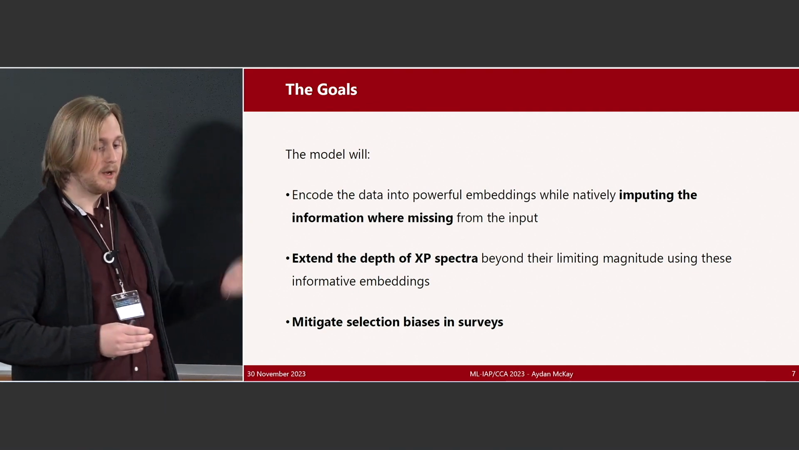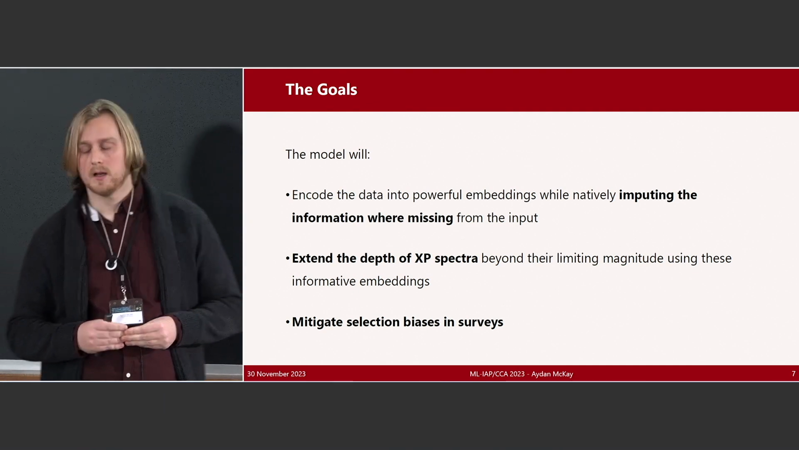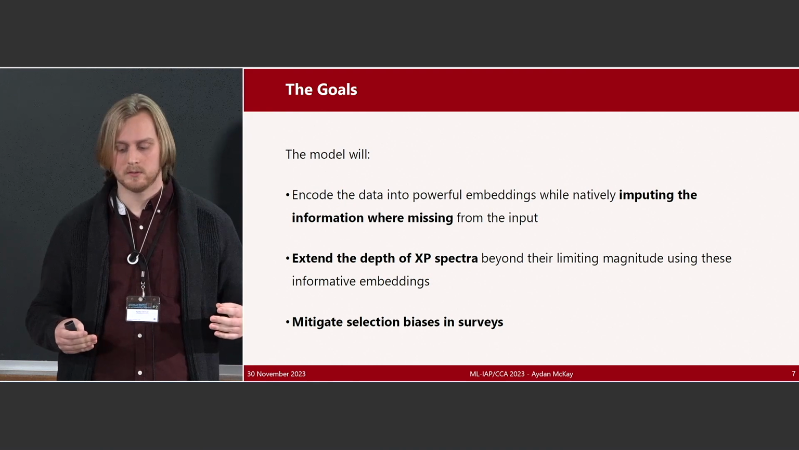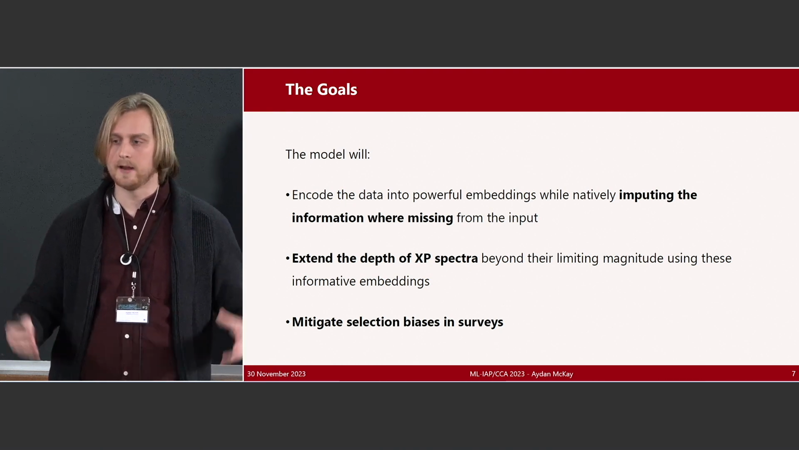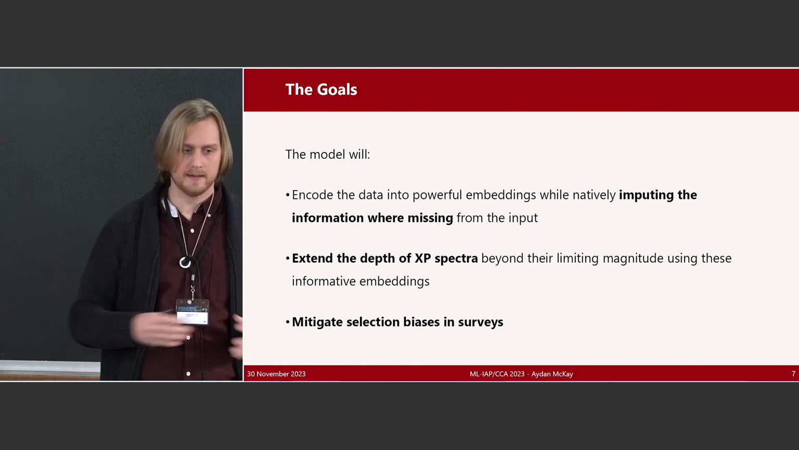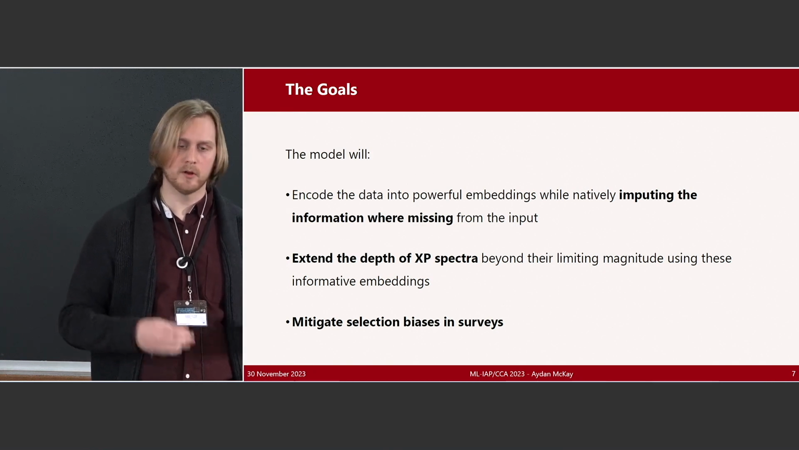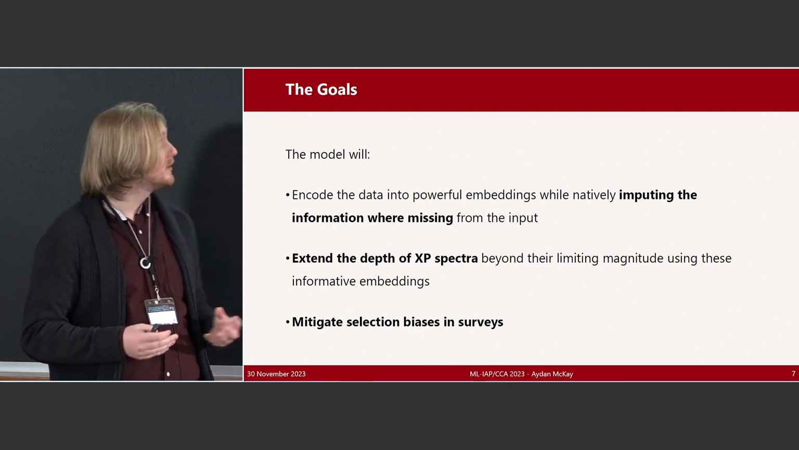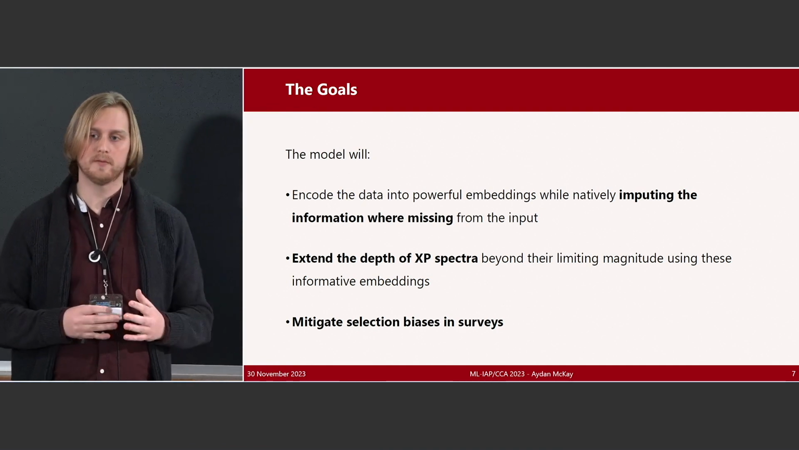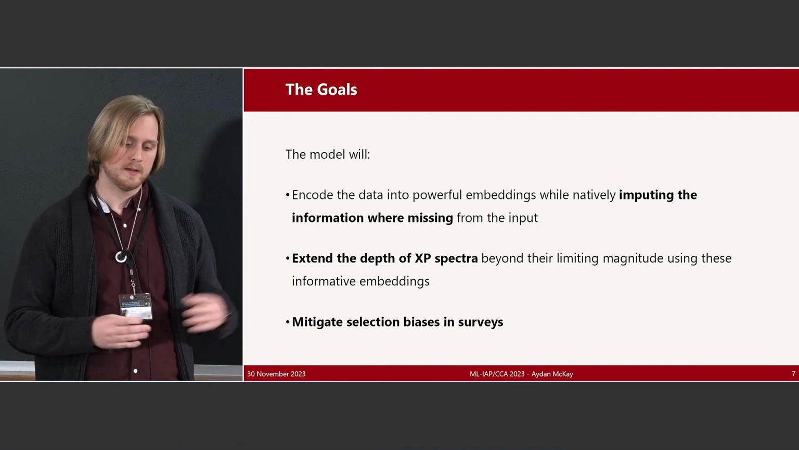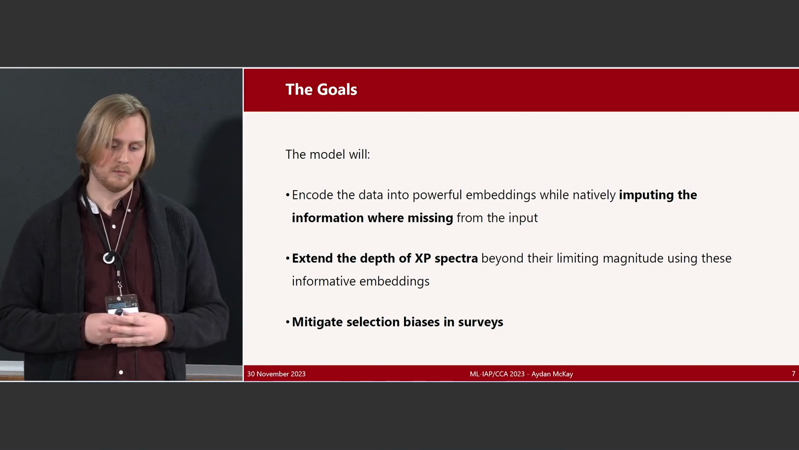As well, we want to mitigate the selection biases in surveys. By this, I mean that we want to remove the need to take the intersection of all this data. If we take that, we only end up with a couple of stars that are already really well studied, and we don't learn too much. Instead, I'm able to take the union of all these different surveys together and combine that for this model.